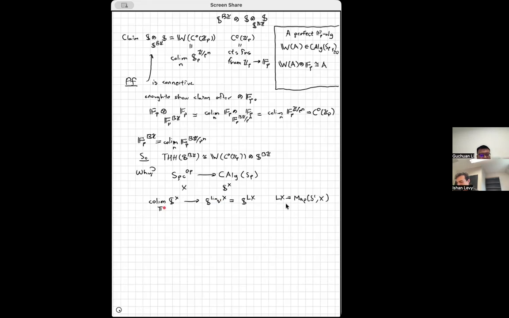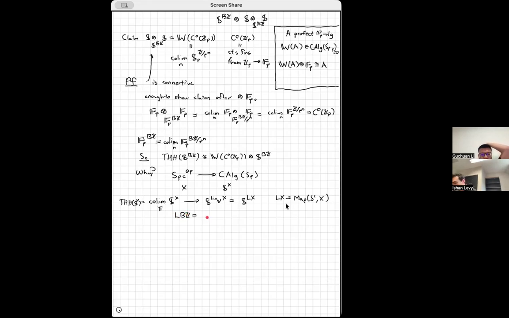And so some sort of proxy to what THH of some cochain algebra is, it should look roughly like this. That would be your first guess as to what it would look like. And why does that give a similar answer? Well, if you look at the free loop space of BZ, so those are just maps from the circle into the circle.